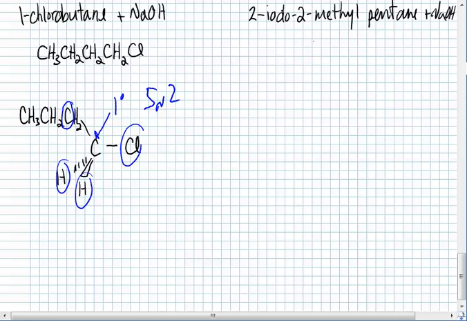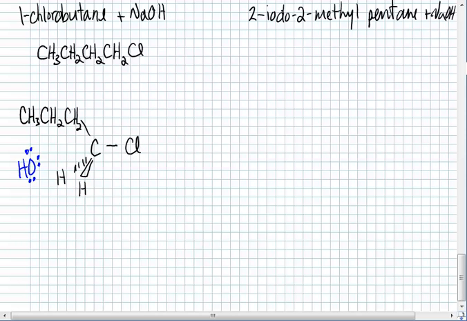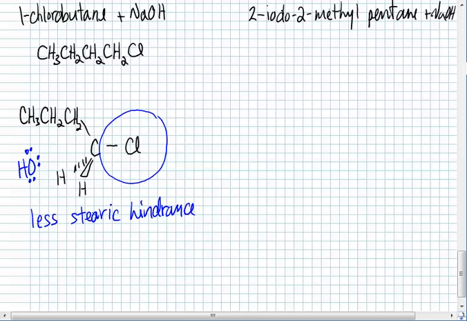Okay? And in SN2, we know that the first thing to happen is a nucleophile attacks. My nucleophile is a hydroxide ion, and it is going to attack from the backside, away from this chlorine, because this chlorine has a giant electron cloud, 17 electrons big, versus only one electron in both of the hydrogens there. So there is less steric hindrance on the backside of that molecule.